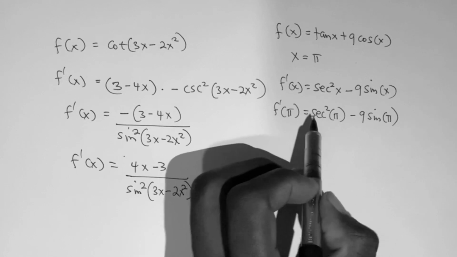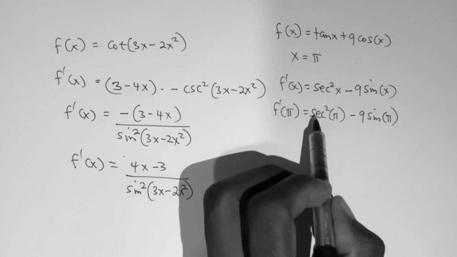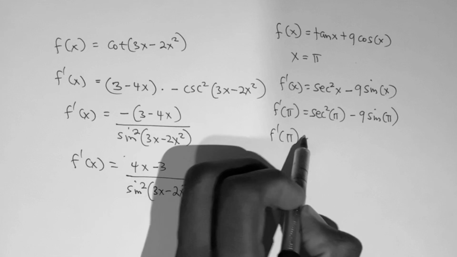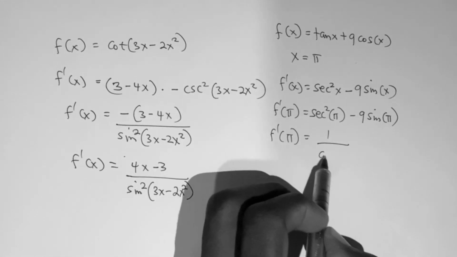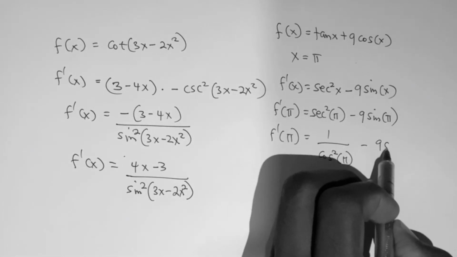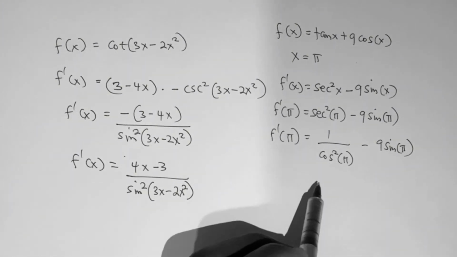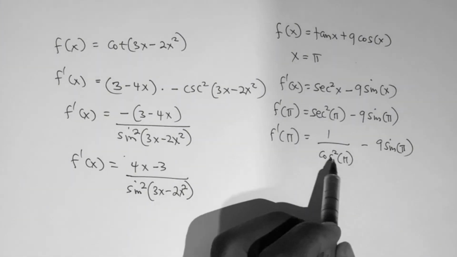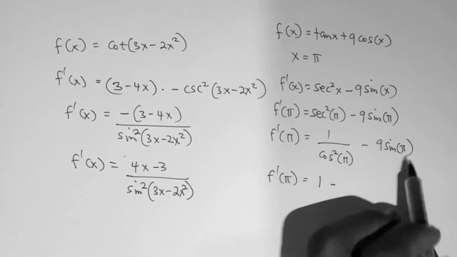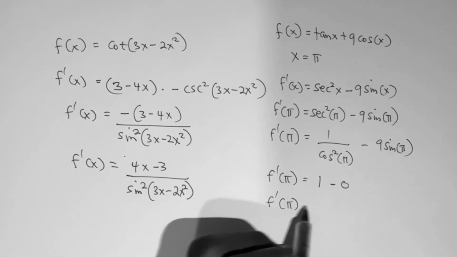Now, sec squared is the same as 1 over cos squared. So this can also be written as 1 over cos squared pi minus 9 sine pi. Now, cos pi is the same as cos 180. Cos 180 is minus 1. 1 over minus 1 squared is 1. So f prime of pi is equal to 1 minus 9 sine 180, which is 0. So 0. And therefore f prime of pi is equal to 1.